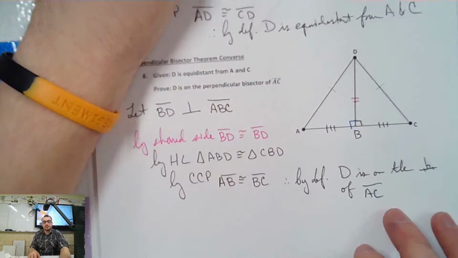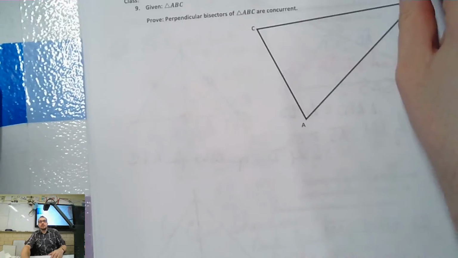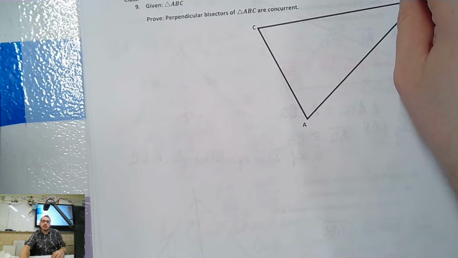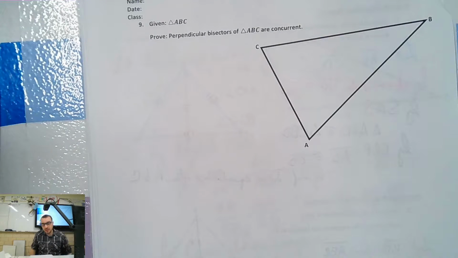Some of these are. So don't focus on the easy ones. Focus on the hard ones, right? You're going to get the easy ones. All right. Proving perpendicular bisectors of something concurrent, right? So what we're going to do is we're going to use those two theorems, right, the converse and the regular, to prove that they're concurrent.